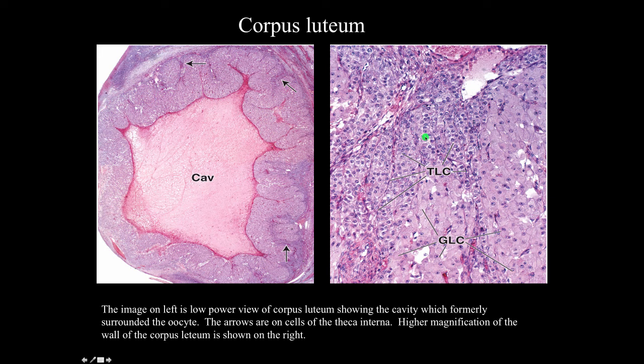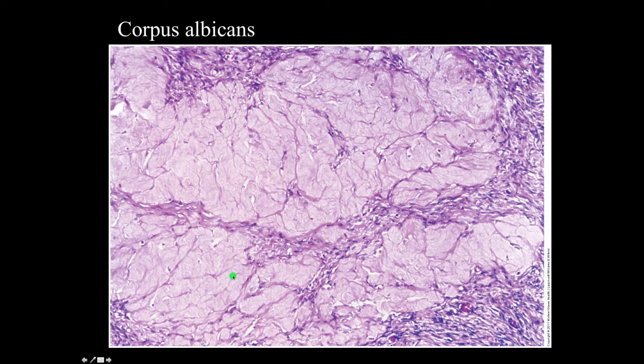The arrows here would highlight some of the cells of the theca interna. Here is a higher magnification of the wall of the corpus luteum, and you can clearly see some of these smaller, more darkly staining thecal luteal cells and the larger, more lightly staining granulosa luteal cells. Here's just a histological view of the corpus albicans, and you'll appreciate this in the laboratory. The corpus albicans takes up a large percentage of the ovary with respect to area of the ovary. Over time, the corpus albicans will disappear as it's essentially forming a scar tissue, and it's going to be taken over by stromal cells and connective tissue cells in the ovary, and they will eventually disappear.